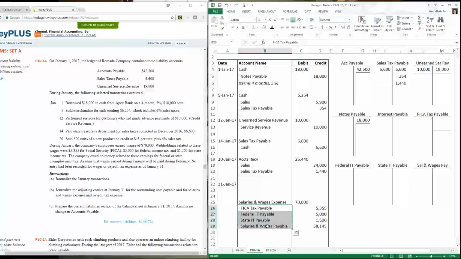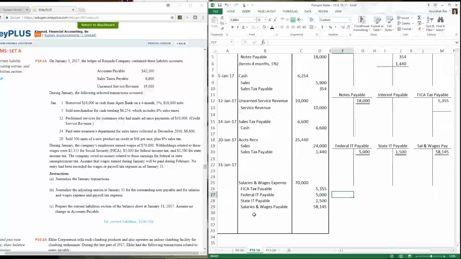All these, as you see the word, are payables. They are liabilities in my books. So I have FICA payable, federal income tax payable, state income tax payable, and salaries and wages payable. Okay. Now, I'm going to continue with this part.